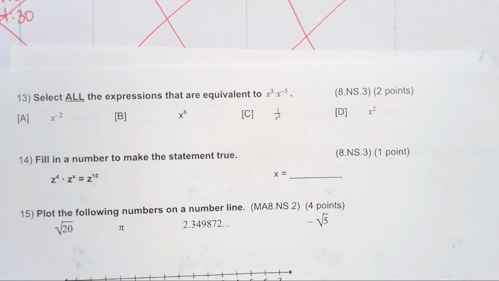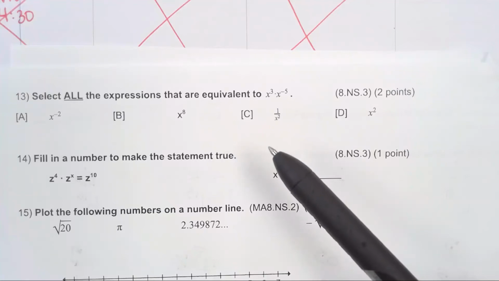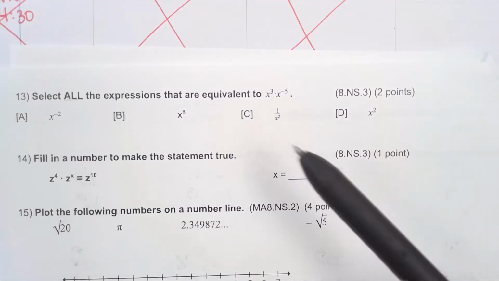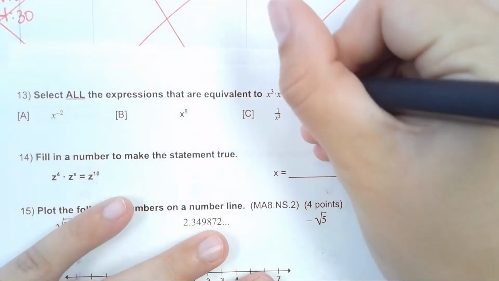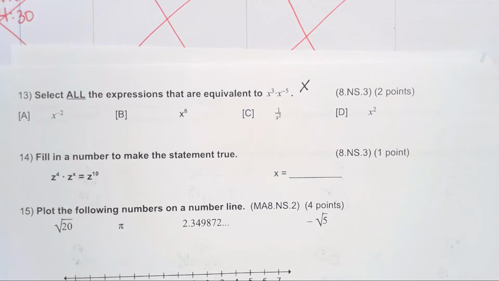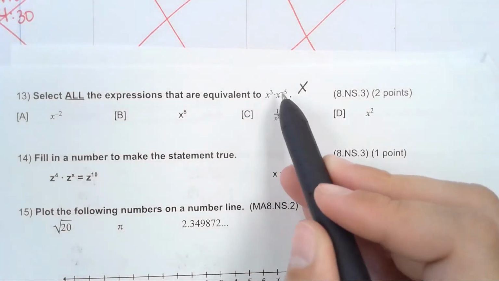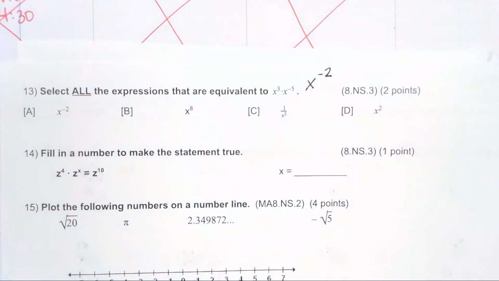So the first thing that we are going to do is simplify this x to the third times x to the negative fifth to see what kind of answer we get, okay? So remember, when you're multiplying, you're just going to keep your same base. So we're going to keep x as our base. And then since we're multiplying, that means that we are going to add our exponents. So if we were to take 3 plus negative 5, that gives us negative 2.